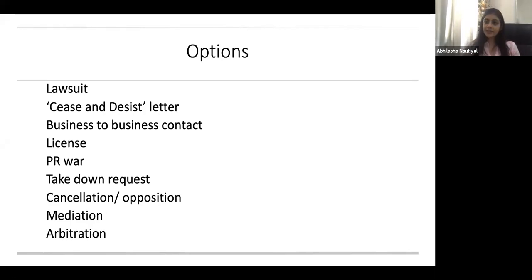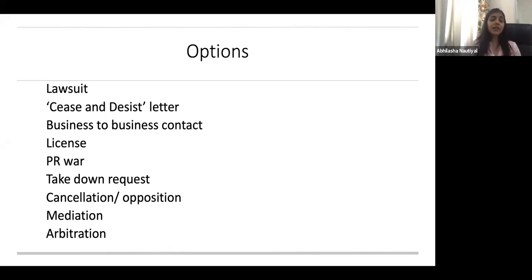And as you can see on the screen, there's a whole range of options available. And the emphasis that I would like to place on these options is what you need to really understand. There is no one size fits all. This is a range of options. These are tools that you have, and you need to assess the facts in each case to decide which will be the most effective and efficient way of resolving a dispute.